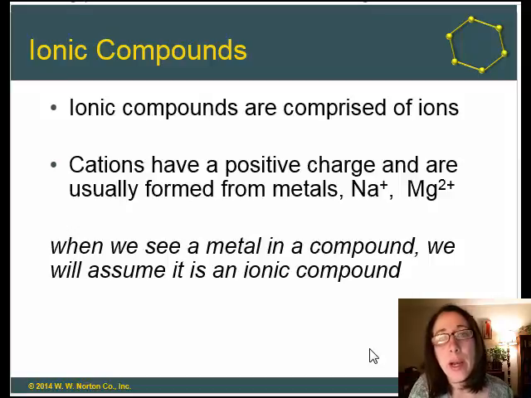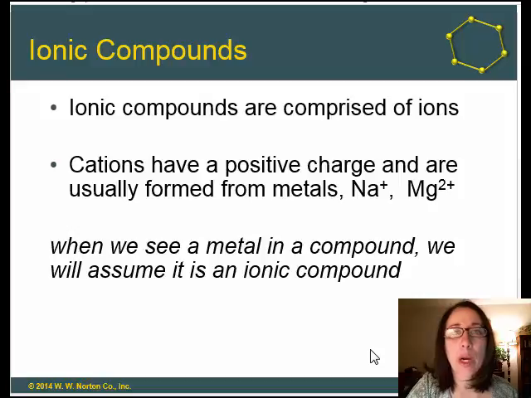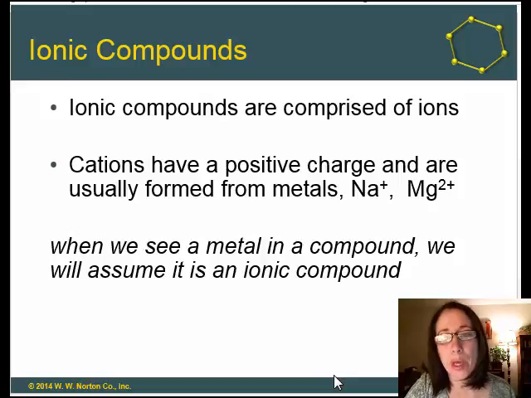So we're going to look now at ionic compounds. We're going to look at their formula and how to name them. So we already know that ionic compounds are comprised of ions. And cations are the positively charged ions, and they are usually formed from metals.